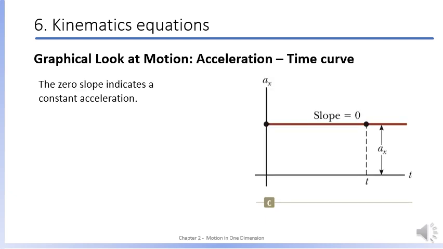Finally, if we have an acceleration time curve, as represented here, the zero slope indicates a constant acceleration. You can see that by this horizontal red line, meaning that the slope is zero. So having a constant acceleration will lead to a zero slope. In all of our case studies, we will deal with a constant acceleration.